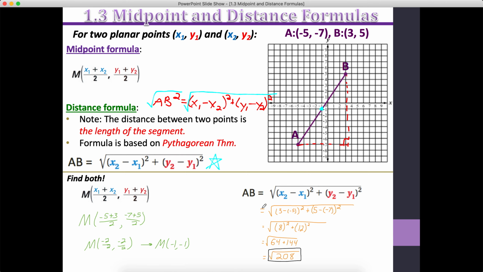So what if I just skip all this in general and just go straight to the diagram? I can count out this leg as 8. I can count out this leg as 12. We did it down here, right? Now we're already at the third step. 8 squared plus 12 squared is 208. And I take the square root of that, and I get root 208 for this.